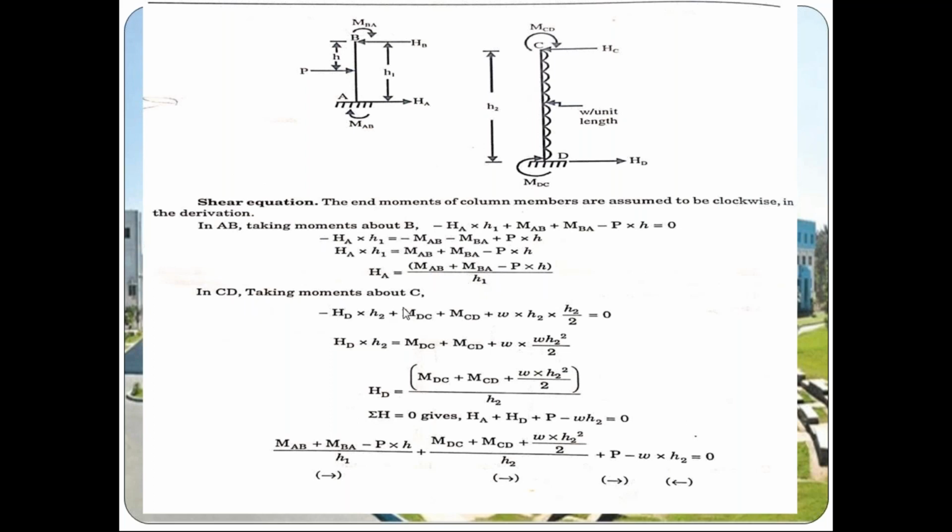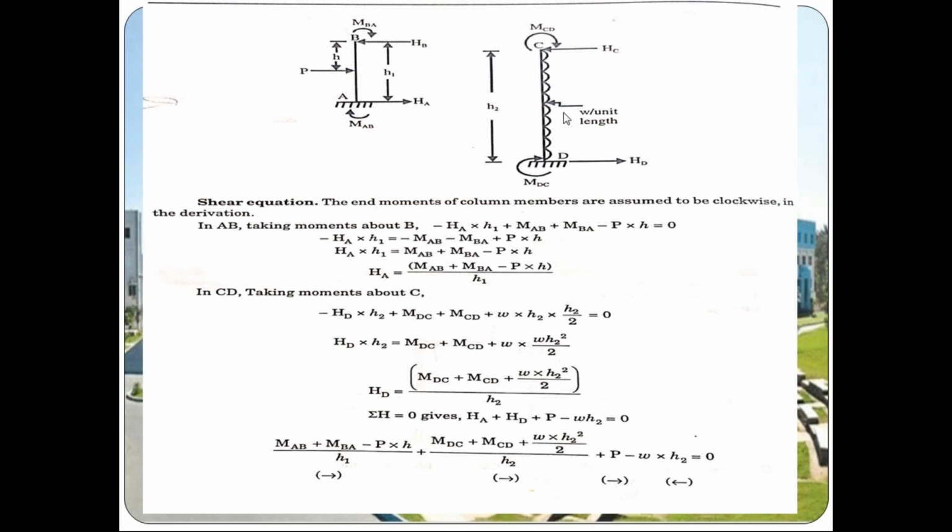Next we take span CD, taking moment about point C. As with span AB, because of HD we have an anti-clockwise moment at point C, so minus HD into H2, plus the moments at the supports, MDC plus MCD. And we have a UDL load on the span. Because of the UDL we have a clockwise moment at point C, so UDL into distance by 2.